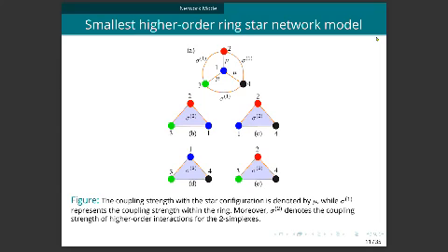Now, the model we consider here is the smallest higher order ring star network model. As the beginning of the study, we just consider the smallest higher order network consisting of 4 nodes. As figure A shows, there will be 4 nodes, 1 at the center and 3 at the peripheral region, and these 3 nodes are connected to the center node. There will be pairwise interaction between each 2 nodes and higher order interaction between each 3 nodes. The star coupling strength is represented using mu, the ring coupling strength is represented using sigma 1, and the higher order coupling strength is represented using sigma 2.